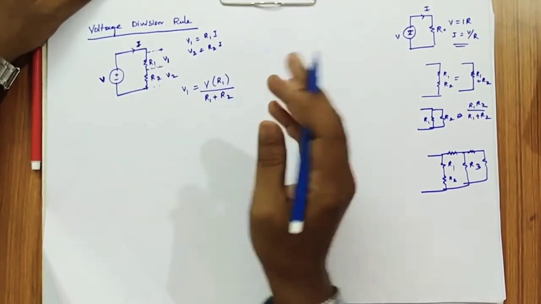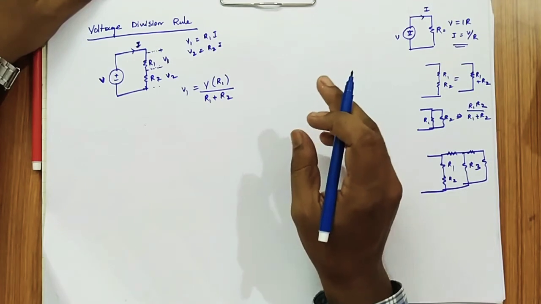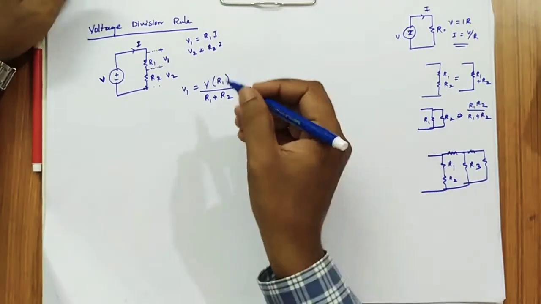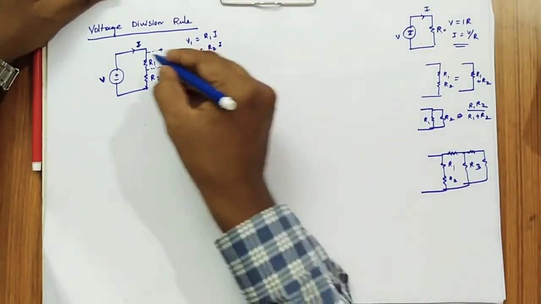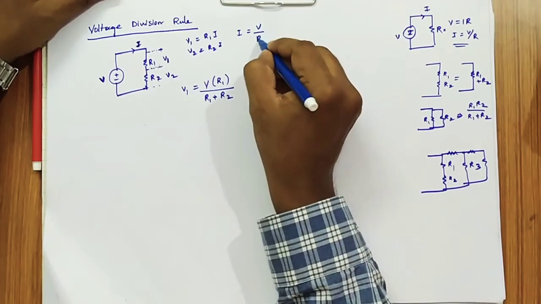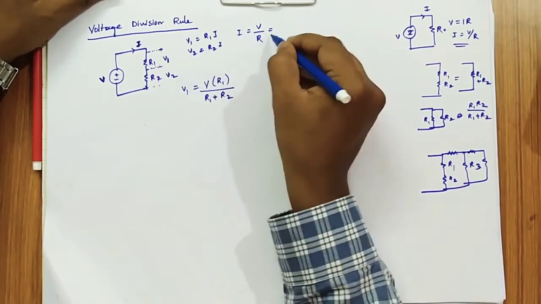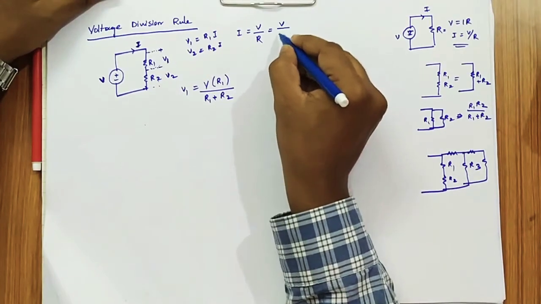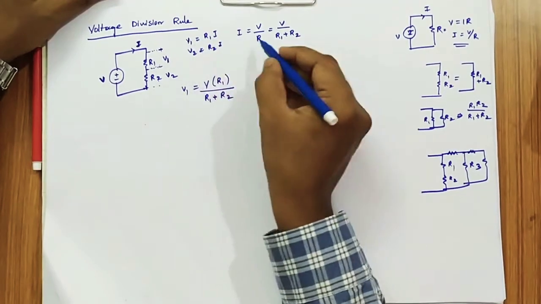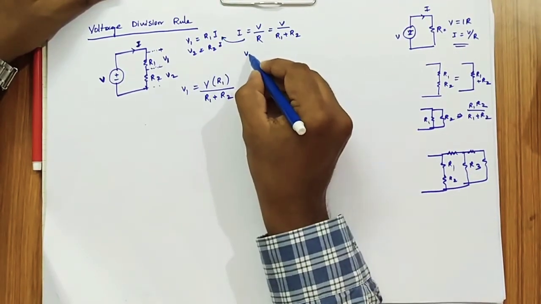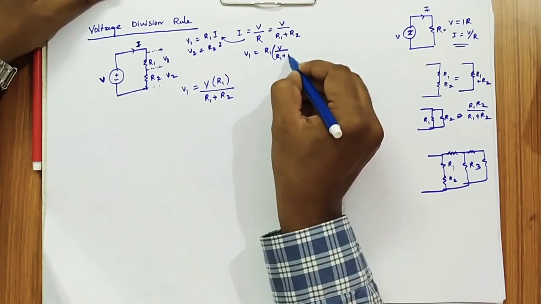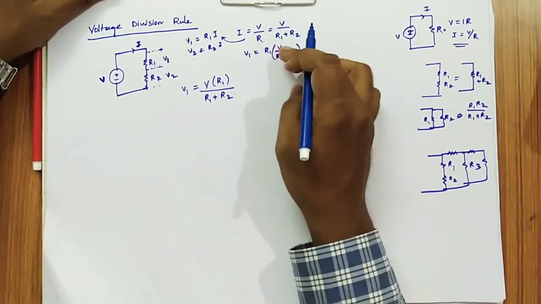This is a small simple equation which will be useful for you in many situations. Why this equation came: here I equals V by R, where R is the equivalent R1 plus R2. So I equals V by R1 plus R2. Simply substitute this in V1 equals R1 into I, and we get V1 equal to R1 into V by R1 plus R2.